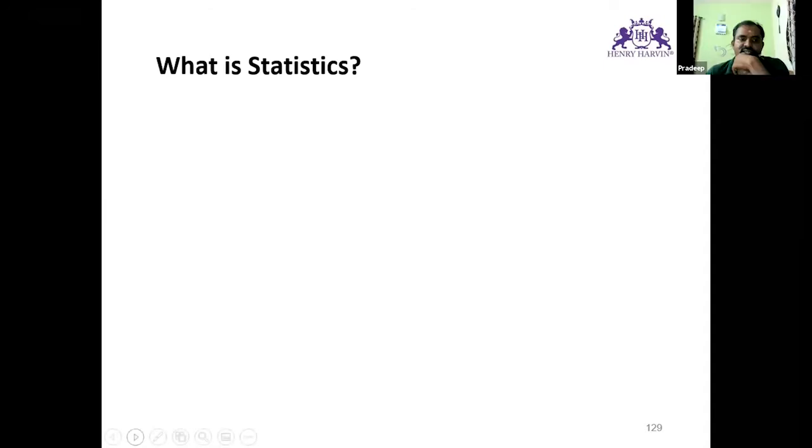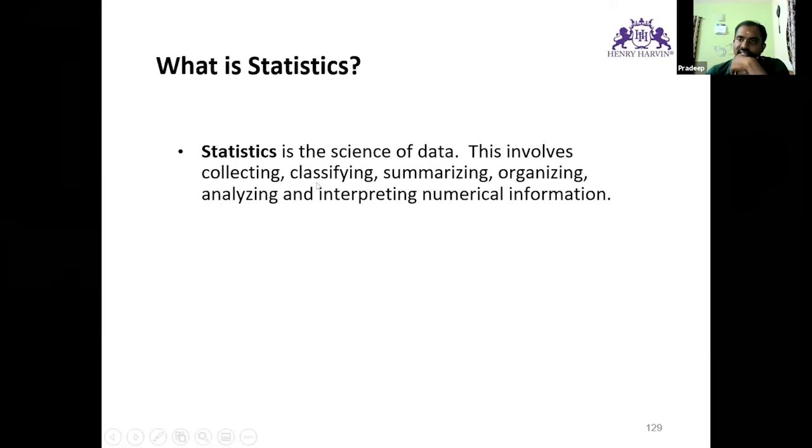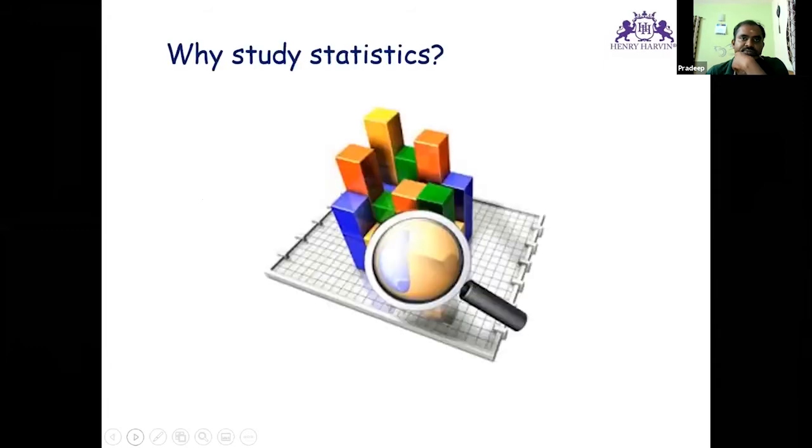Okay, good. So it starts with collecting, classifying, summarizing, organizing, analyzing, and finally we need to interpret also, because there is no use if you don't interpret the data. So let me take you through the very basic fundamentals of statistics, because if you don't know this, it will be very difficult to understand the problems of the users.